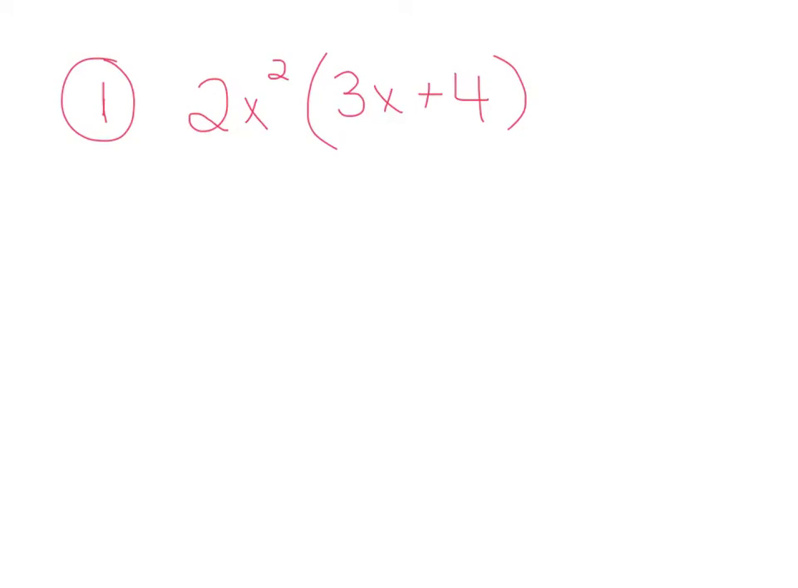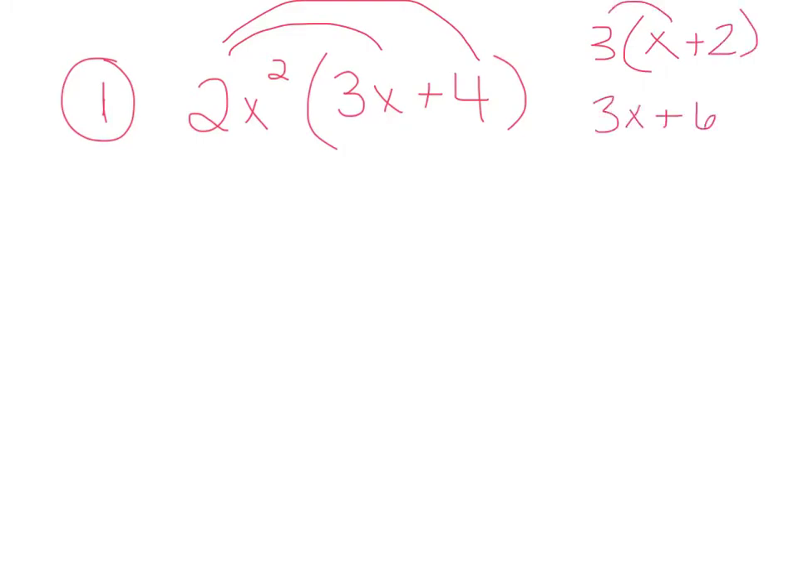When we have something like this, where 2x squared is the monomial, it's one term, times a binomial, or in other words, a polynomial, we're going to distribute the 2x squared to everything in the parentheses. We all know how to distribute. We all know how to take 3 times x plus 2 to get 3x plus 6. That's just distributing.